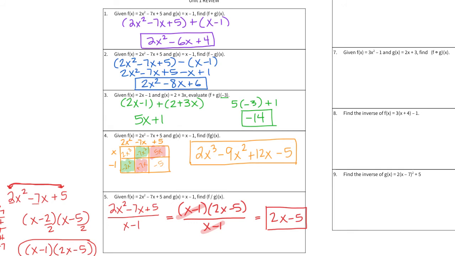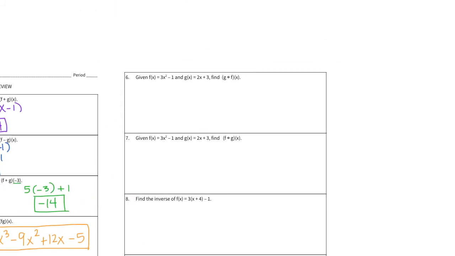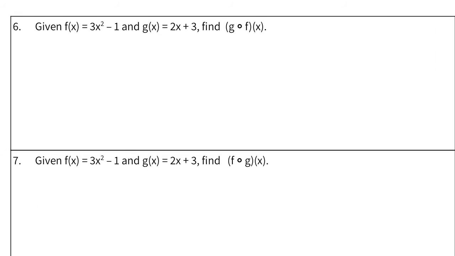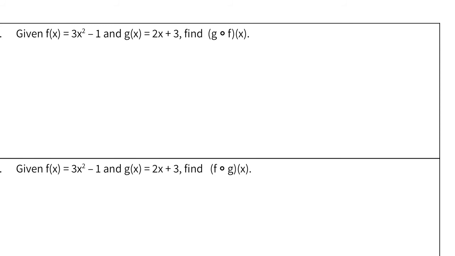Okay, the next thing that we covered was function composition. So number 6 says, given f of x is 3x squared minus 1 and g of x is 2x plus 3, find g of f of x. So remember, whatever letter you see first, so on this one, they have g first, you're going to start with that function, g of x, and you're going to plug in the other function into it. So f of x would go inside of it.